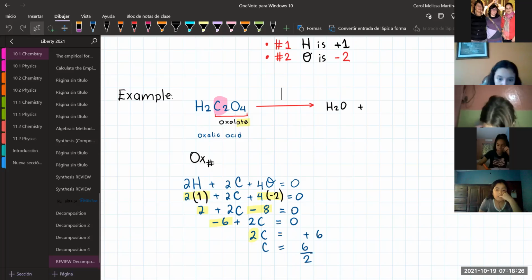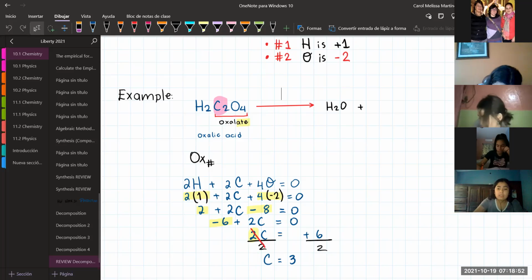So in the end, carbon will remain alone, and on the other side you will have 6 divided by 2. Or what you can do is divide each side of the equation by 2. The 2 and 2 cancel, and C is equal to the result of this division. 6 divided by 2 is +3. And with this you get the oxidation number of the middle element.